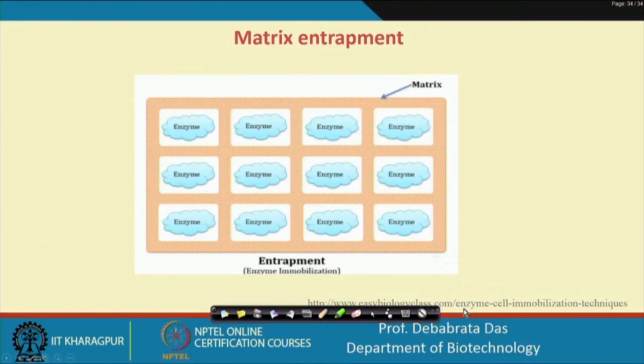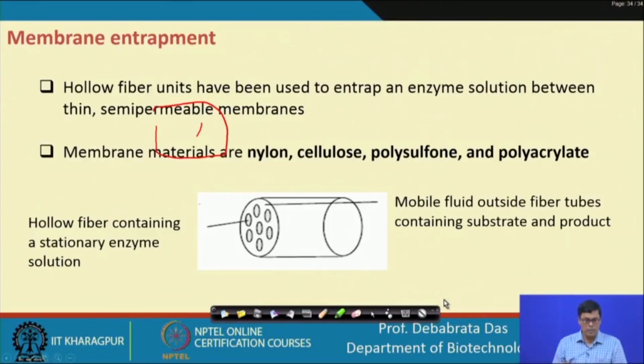Now, first is the entrapment. I told you how it is. The enzyme is just entrapped inside this. This is the gel, and inside the gel the enzymes are entrapped. Then we have membrane entrapment, the hollow fiber, where inside the fiber the enzymes are entrapped.